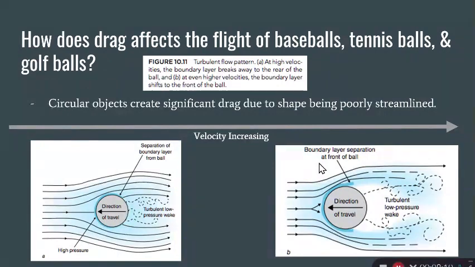So we talked a lot about how athletes are moving through fluids, but how does this affect the flight of balls? As I mentioned before, an object that's more circular instead of tapered off can create a lot of turbulence in the back, making a very low pressure area here compared to the high pressure in the front. Very low pressure, which means that the ball is kind of getting sucked back there. A lot of drag due to it being poorly shaped. And this gets worse as velocity increases. So the faster the ball moves, the more turbulence that is created.